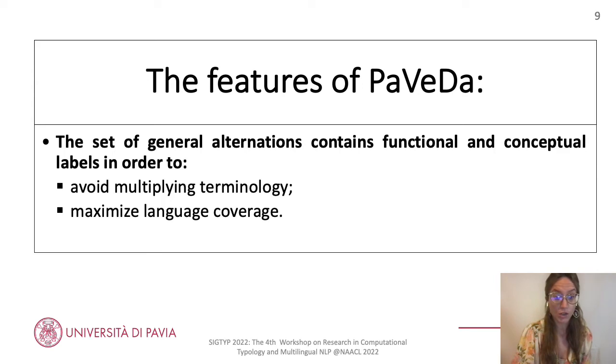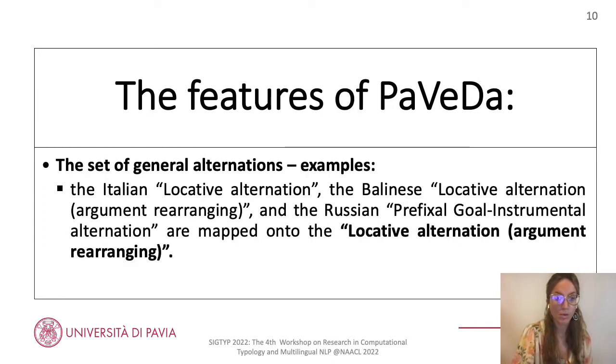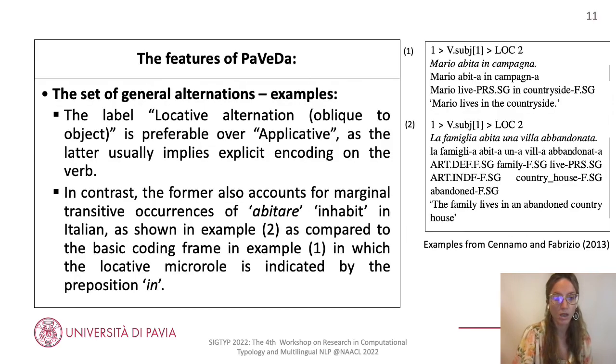The set of general alternations contains functional and conceptual labels in order to avoid multiplying terminology and to maximize language coverage. We will show now one example included in the set of general alternations. So the Italian locative alternation we have seen before, the Balinese locative alternation, argument rearranging, and the Russian prefixal go instrumental alternation are mapped onto the locative alternation argument rearranging, as from a functional perspective, they basically do the same work. The label locative alternation oblique to object is preferable over applicative, as for example, the latter usually implies explicit encoding on the verb, which is not always the case.